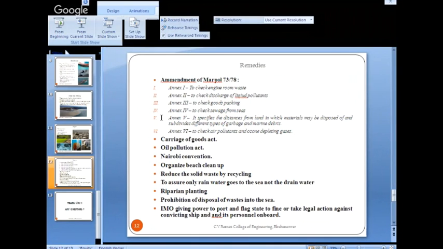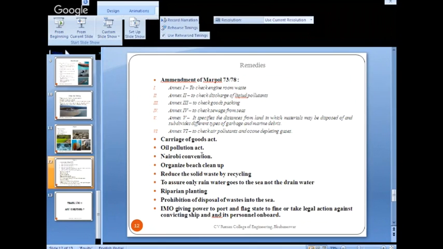And also Annexure 5, so a good distance is maintained from the land in which material may be deposited, which is subdivided into different types of garbages and marine debris according to its effects on the environment. So there is a strict vigil on this. Now the latest one is the Annexure 6, to check the air pollutants, like the sulfur oxides and nitrogen oxides gases being emitted from all these IC engines used in the ships.